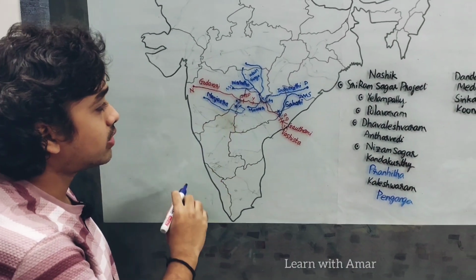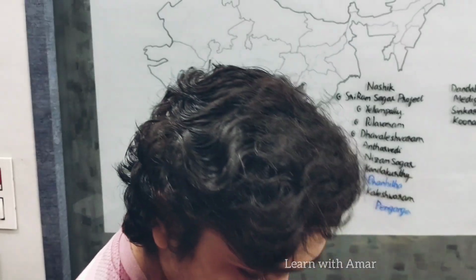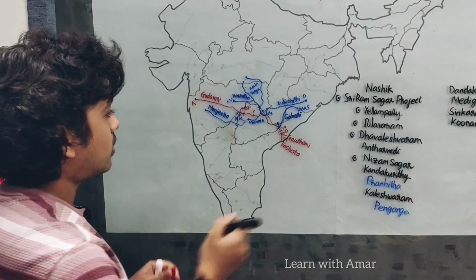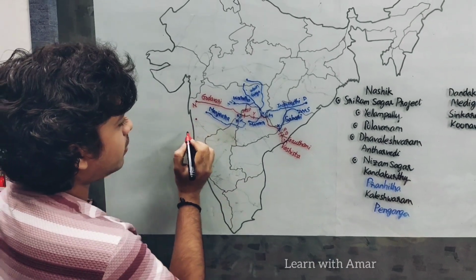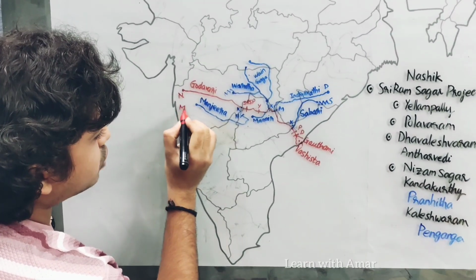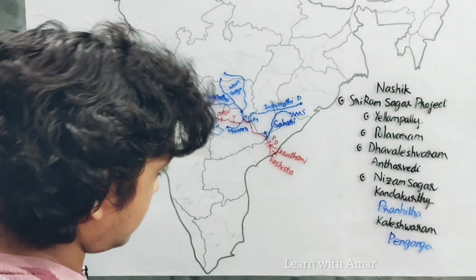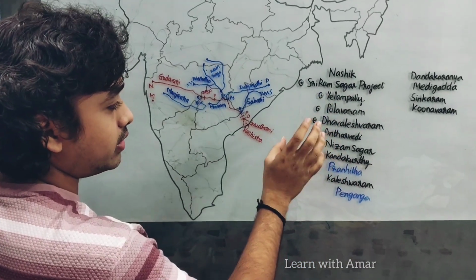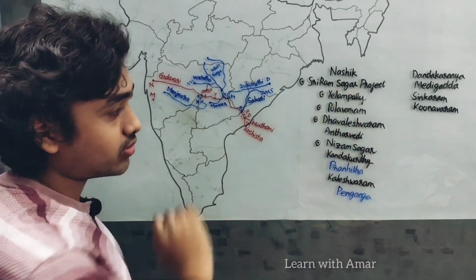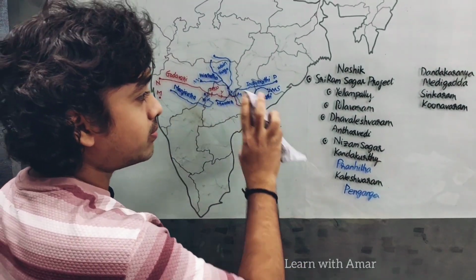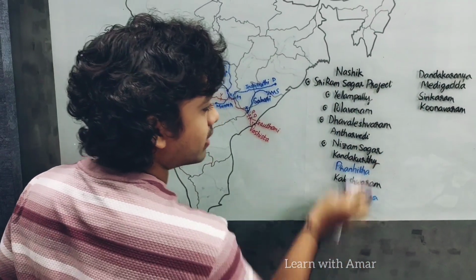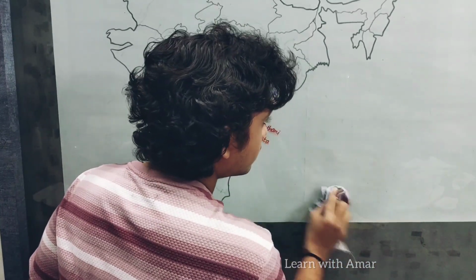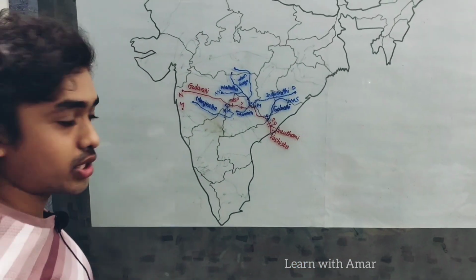Now let's move on to the next river, Krishna. As you can see, these are the major projects and the cities that are related to the drainage system of Godavari. You can look at them just to revise these. You can practice them like this. Okay, let's move on to Krishna now.